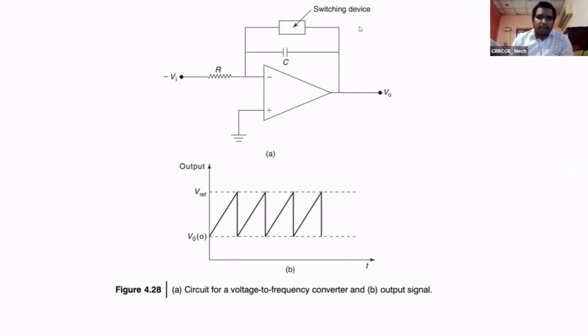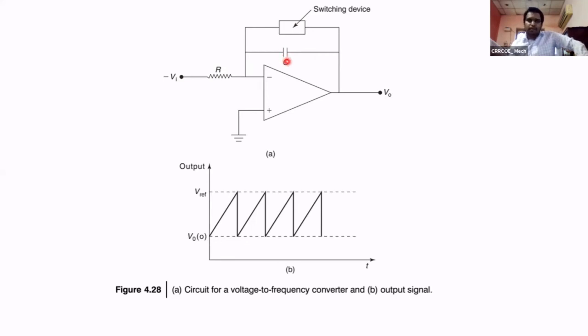This also uses an operational amplifier. The input voltage is given to the inverting terminal, and there is a feedback circuit. We are arranging a capacitor in the feedback circuit, and here we are using a switching device. We give a signal with a certain frequency. Here the capacitor is charging and discharging.